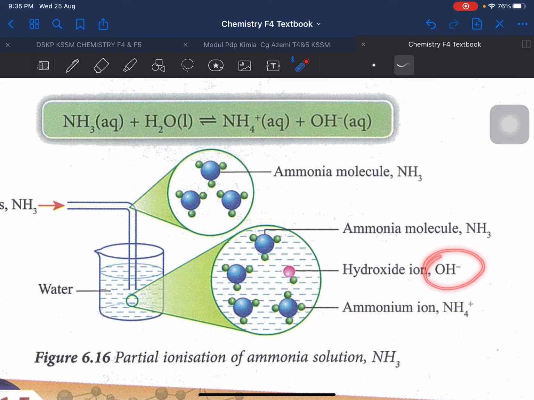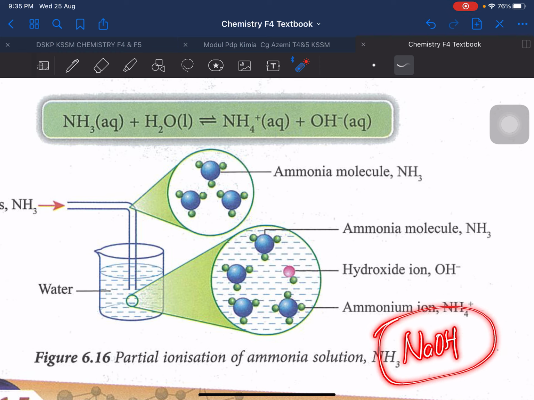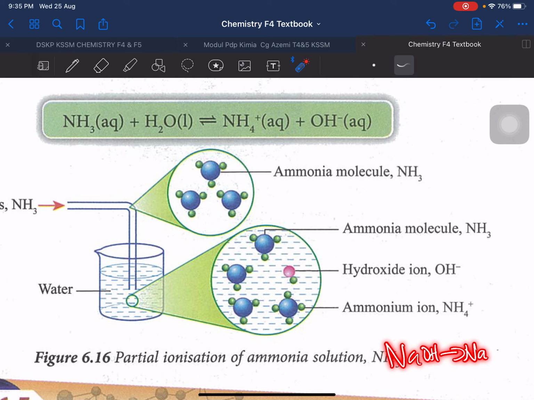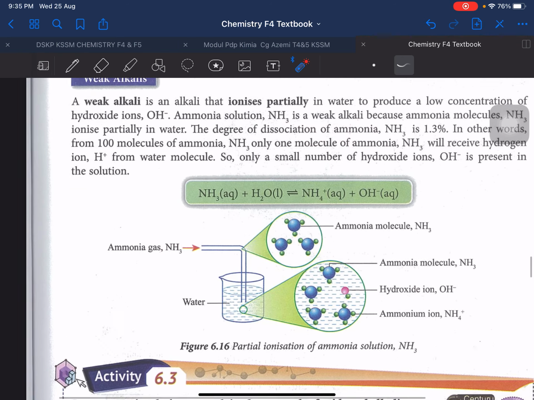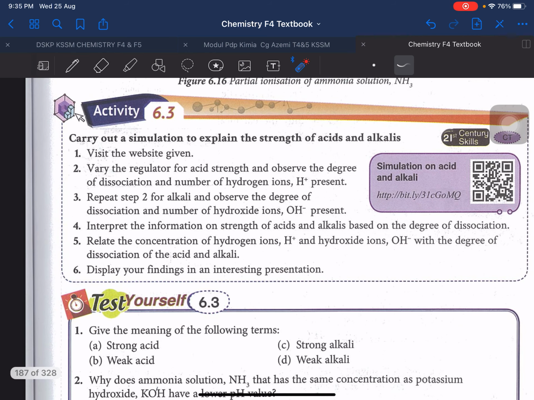Sikit saja hydroxide ion. Not like the sodium hydroxide. Yang ini banyak. NaOH, dia akan terus mengion to form Na plus and OH minus. So it's strong lah. Ini tidak. It's low. The degree of dissociation rendah. So the concentration of hydroxide ion rendah. Low concentration means weak alkali. So I hope the explanation is very clear for you there.